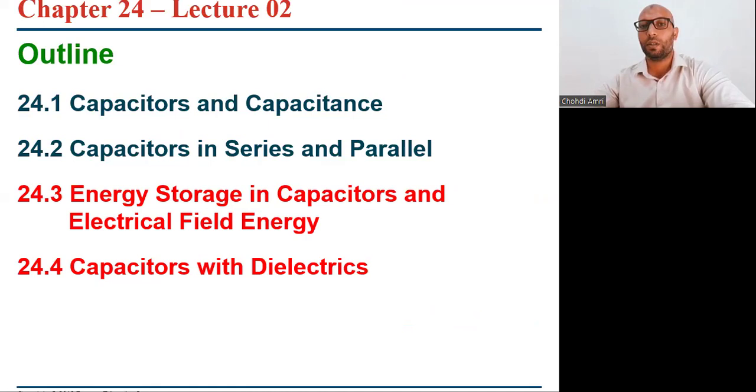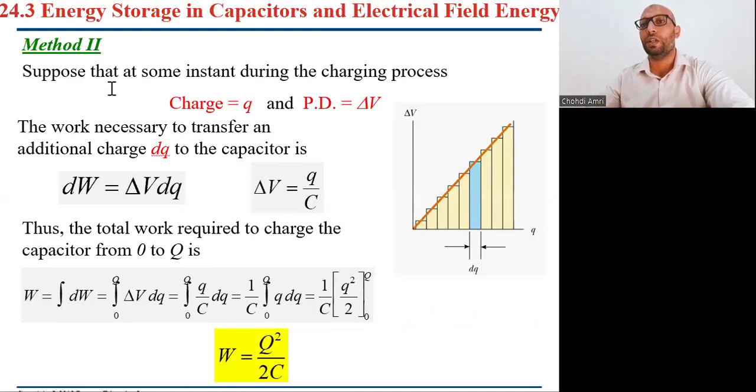At first, let me introduce the expression of the energy stored in the capacitors. Suppose that at some instant during the charging process, the charge is Q and the potential difference is delta V. The work necessary to transfer an additional charge dQ to the capacitor will be dW, which is delta V, the potential difference, multiplied by the amount of charge dQ. However, we know that delta V is equal to Q over C, because in the first lecture, we said that C equals Q over delta V with the absolute value.